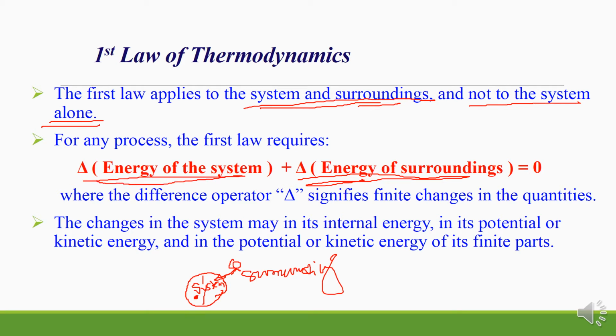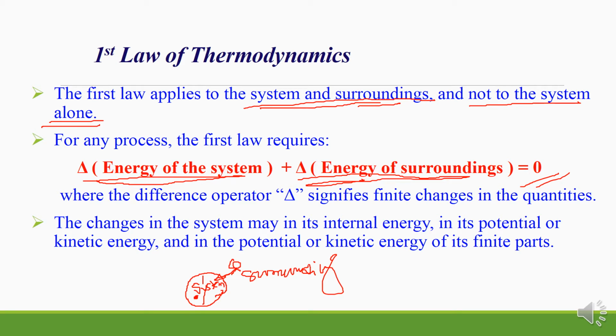So one is lost and another is gained, and if you add these together, the total amount of energy remains the same, so that is why this change is always equal to zero. That means if you add the change of energy in the system and the change in energy of the surroundings, that will be equal to zero, right?